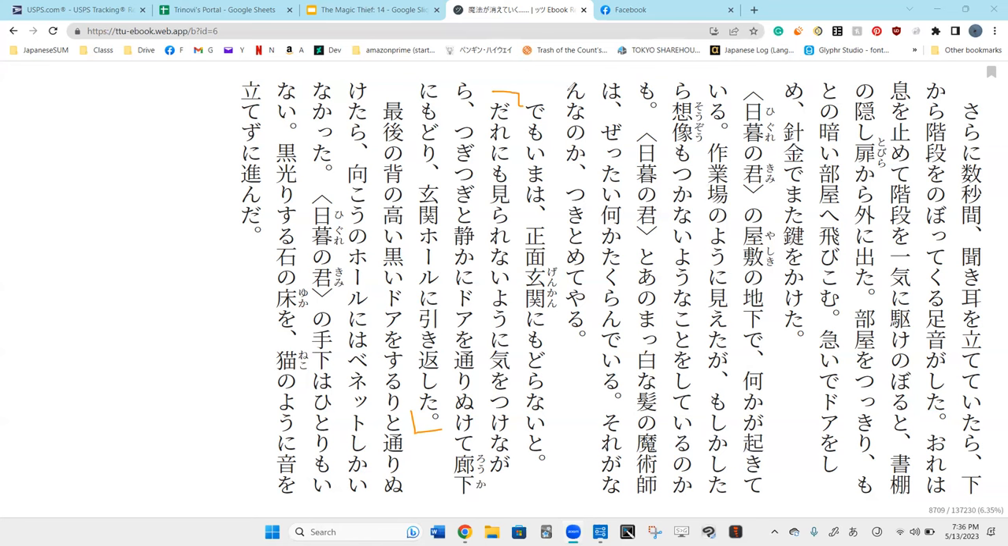Then he says, 誰にも、見られないように気をつけながら、ながら is "while." Okay, so 次々と、続くか。Is it 続く? No, it's not 続く. This is the kanji for 静かに、ドアを通り抜けて、廊下に戻り、玄関ホールに引き返した、this returning character meaning 返した.